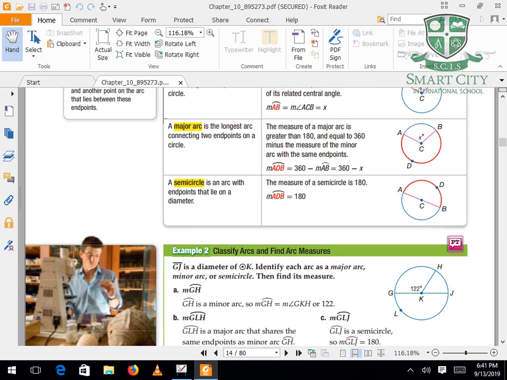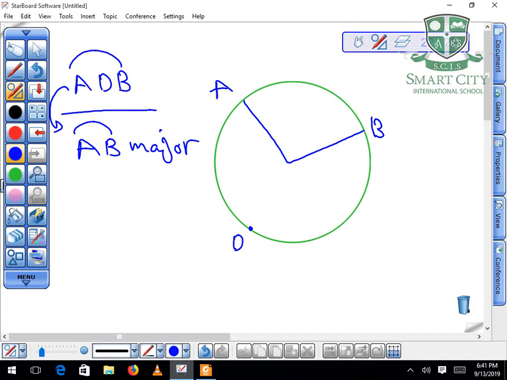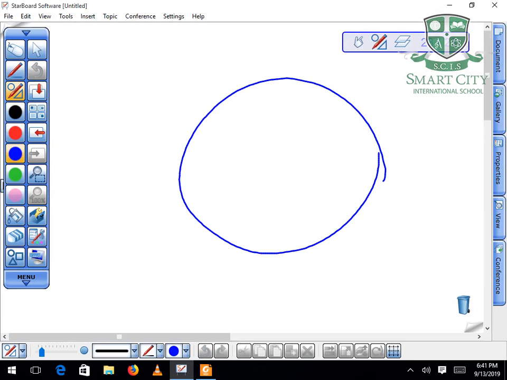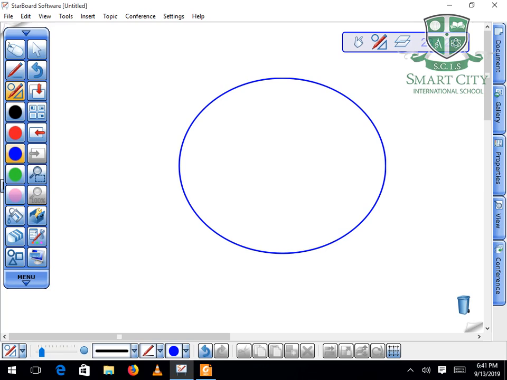Semicircle, from the word itself, semicircle means half circle, exactly. How can we have a half circle? If we split it by the diameter. So the diameter splits the circle into two semicircles.